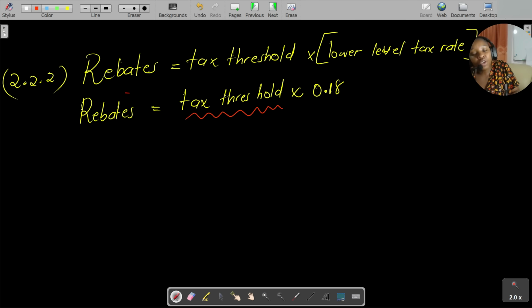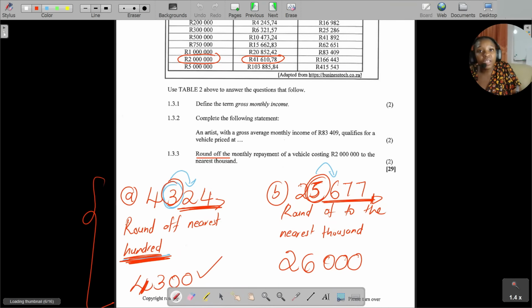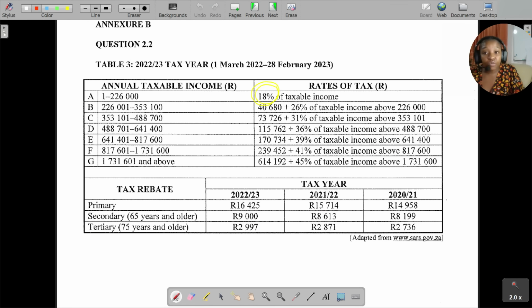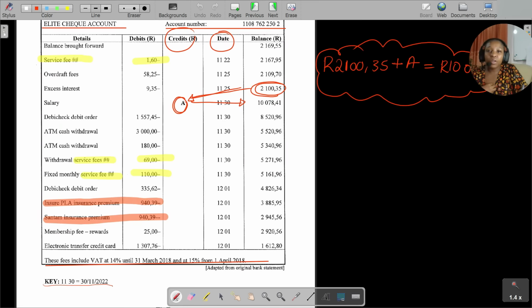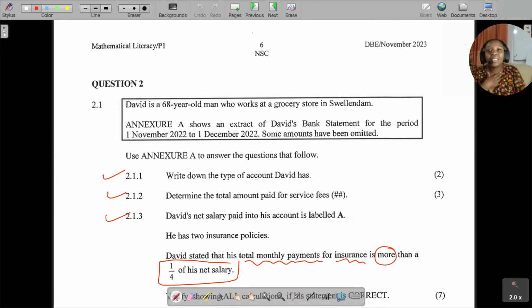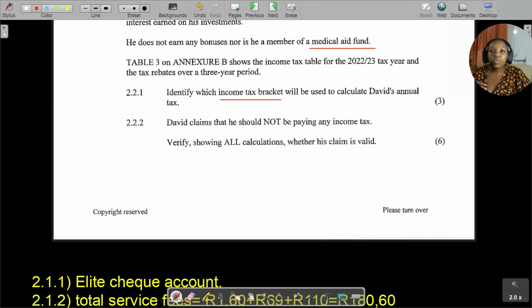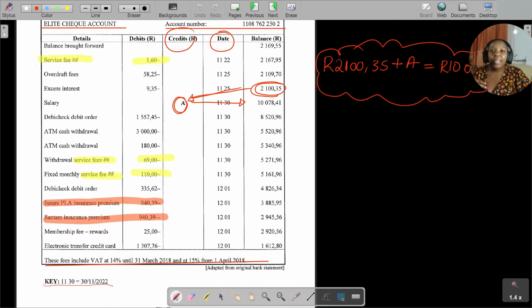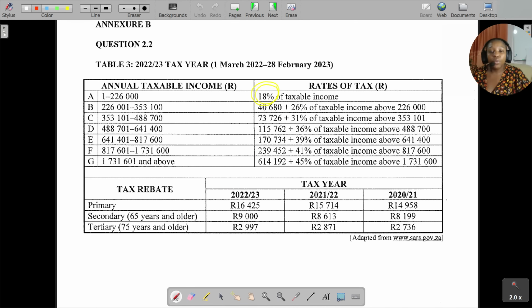Now, we need to determine the rebates that David qualifies for. So what are the rebates that David qualifies for? And remember, if we have a look at the information that was given to us at the top, he's a 68-year-old man. So that basically tells us that he qualifies for 2 rebates. He qualifies to get the primary rebate and he also qualifies to get the secondary rebate.